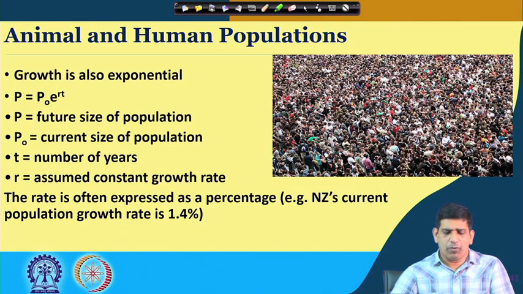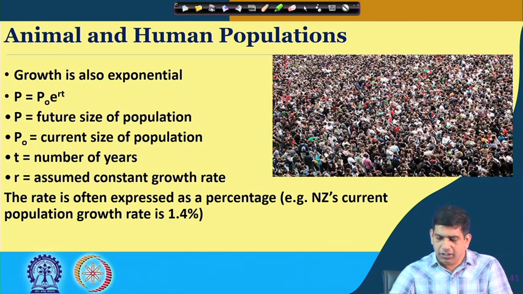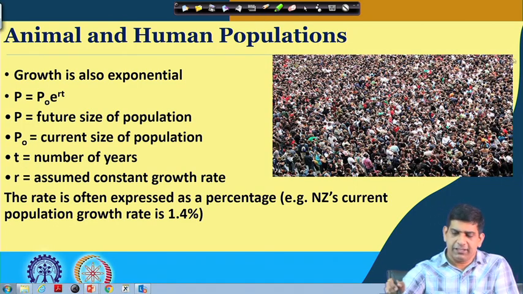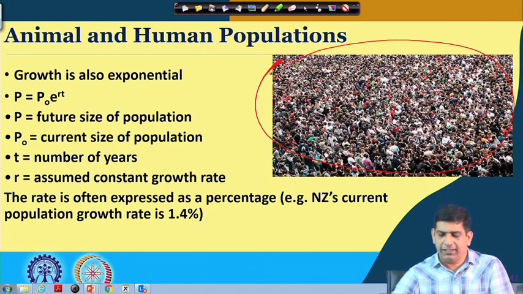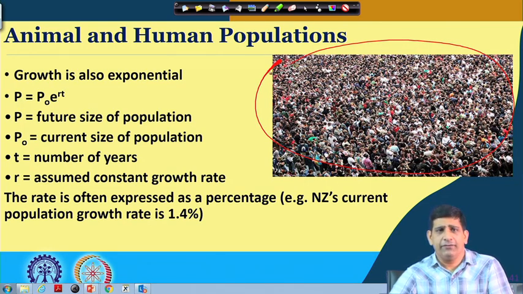So animal and human population growth is also exponential. Sometimes the growth is quite exponential. The picture you see on my screen actually shows lots and lots of people. Although from a distance you may feel it's something else, what you are seeing here is essentially a huge number of people. We do see this kind of thing in some festivals, big programs or other events.